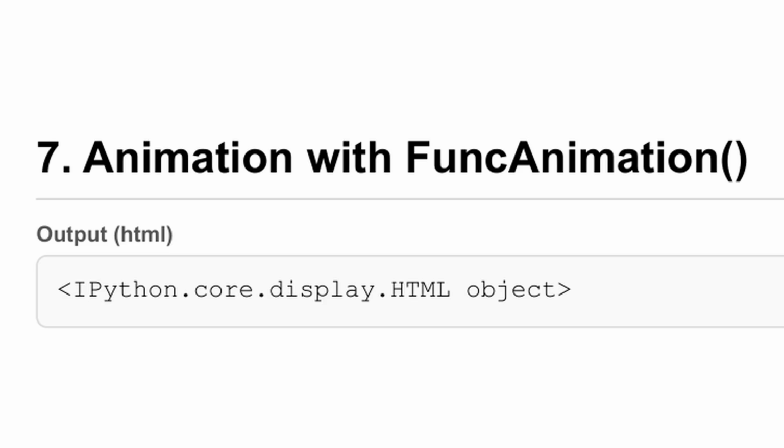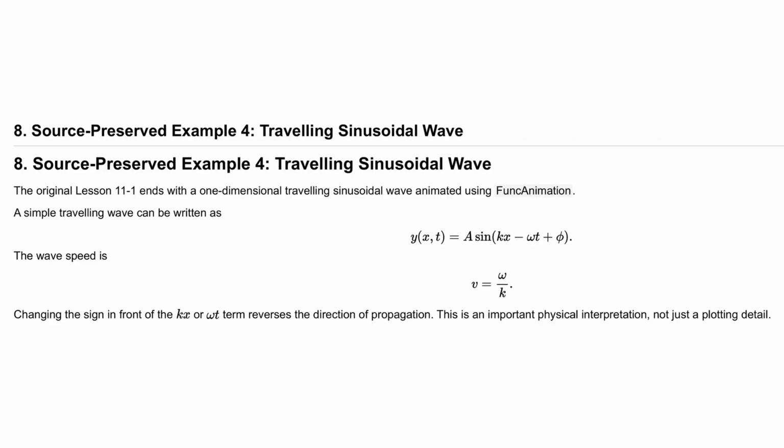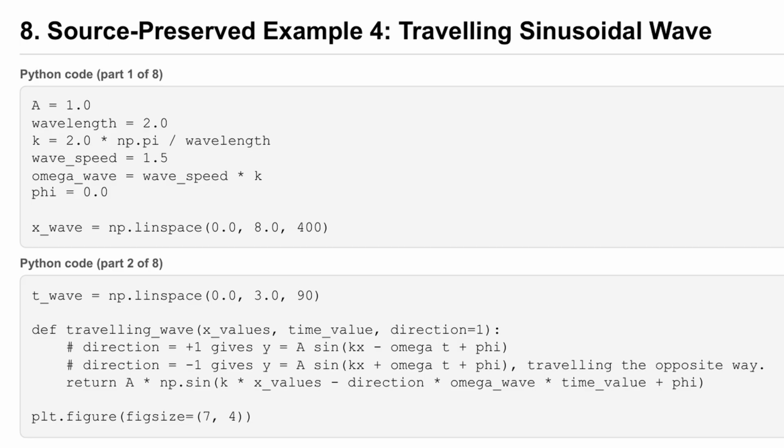We now transition to our final example, a traveling sinusoidal wave. A traveling wave requires both spatial and temporal variables. We define the wave speed, wavelength, and calculate the wave number and angular frequency. We generate the spatial grid and evaluate the wave function at time 0. This provides the initial state before we apply any time evolution.